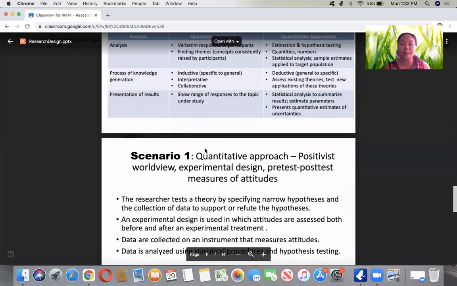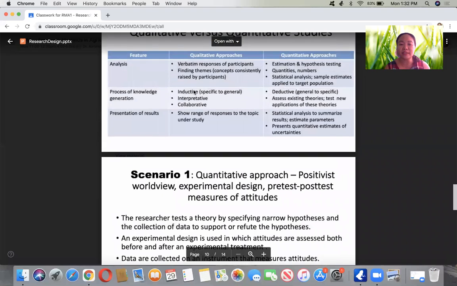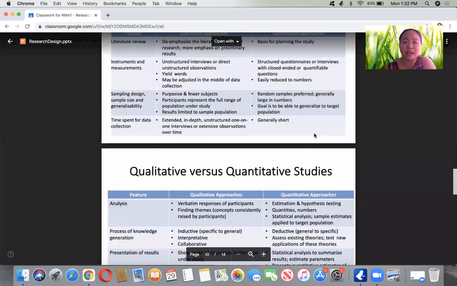And for the presentation of results naman, for the qualitative approach, you show ranges of responses to the topic under study. But for the quantitative approach, you use statistical analysis to summarize results and estimate parameters, and present quantitative estimates of uncertainties. So I hope you understand.